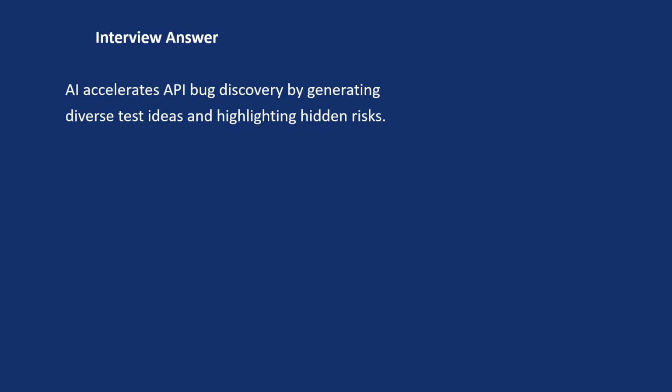Fine. So now at the end, as I always give you one interview question and its best answer. How does AI help find API bugs? The simple answer is, AI helps identify API bugs by generating diverse test scenarios including functional, negative, edge, security and performance cases. It analyzes input validation, response behavior, error handling, and system limits, helping testers discover hidden issues faster than manual testing alone.